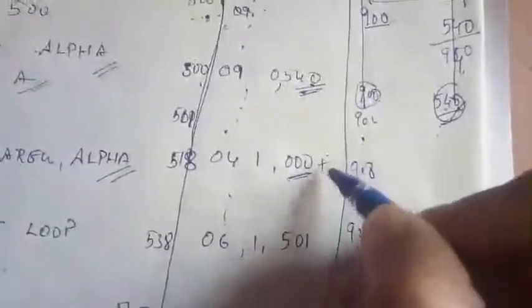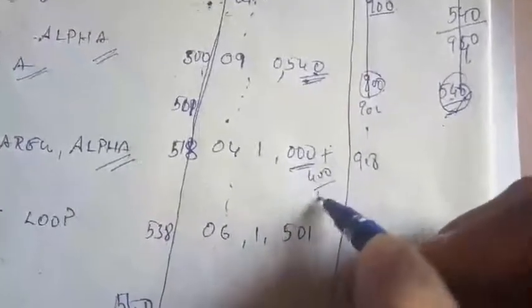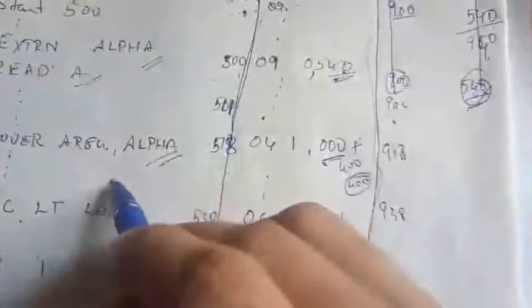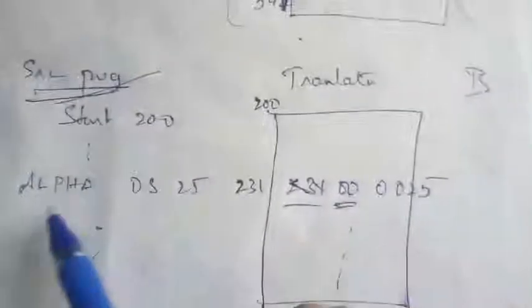This is okay if the symbol is locally defined. But here alpha is externally defined, where the address is 0. If I add the relocation factor, I am pointing to location 400, which is not in any of the programs. This means the symbol is not defined in this program. Then where is it defined? It is defined outside, in one more program.